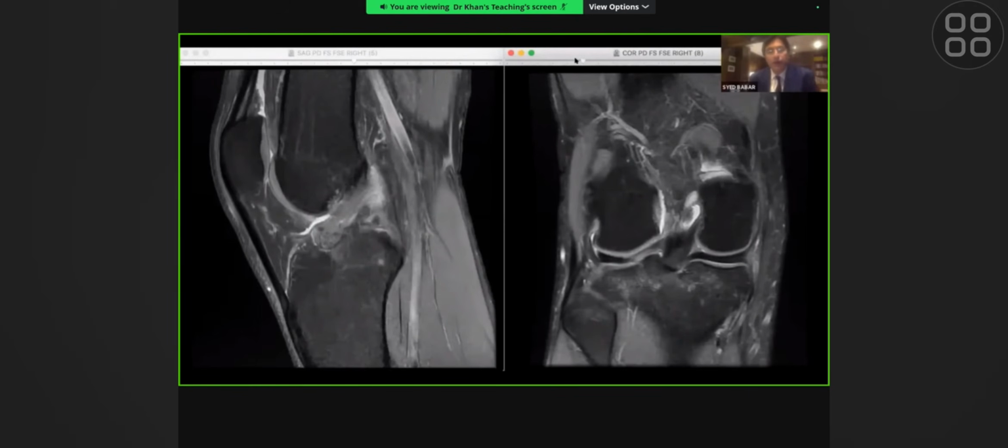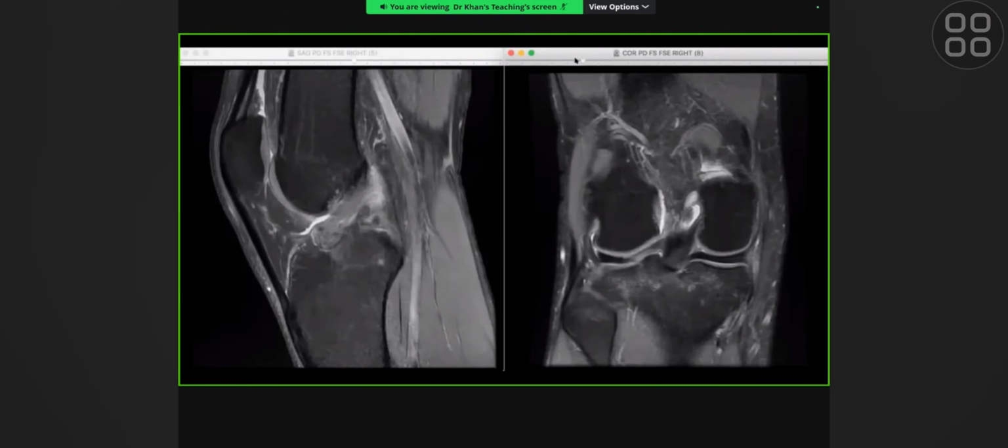Okay, good. The only thing I would say is I want slightly more confirmation on your ACL tear. Do you think it's a partial thickness tear? Do you think it's a full thickness tear? Or is it a sprain, as you said initially?